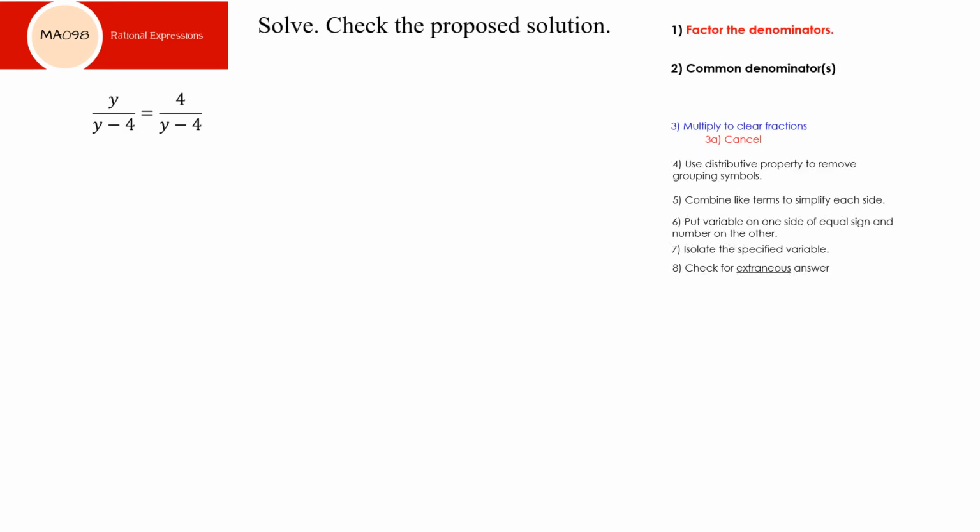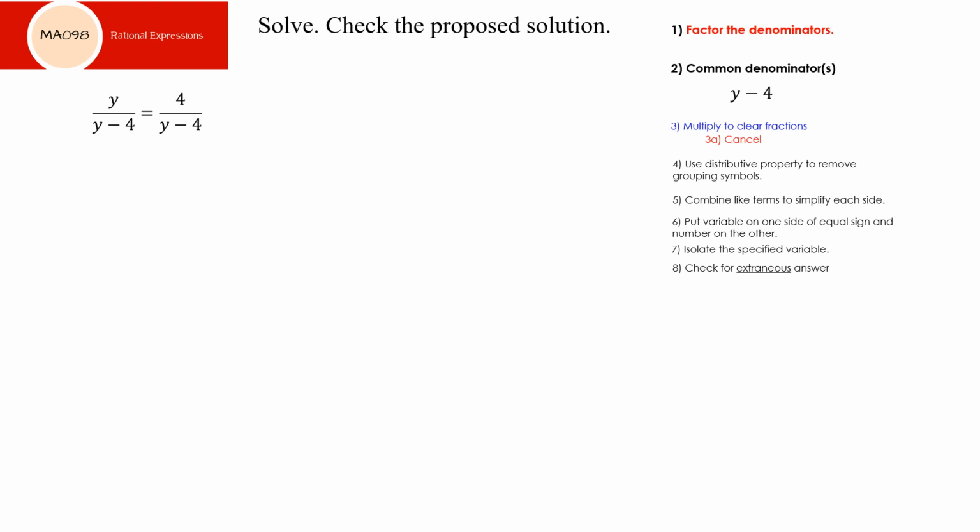Let's look at our first equation. We're going to solve, then check the proposed solution. The reason we're saying proposed solution is that it could be an extraneous solution. That means it doesn't work. So the first thing we have to do is factor the denominators. Well, in this case, we have y minus 4, so we don't need to do anything. So what is our common denominator? It's just y minus 4.